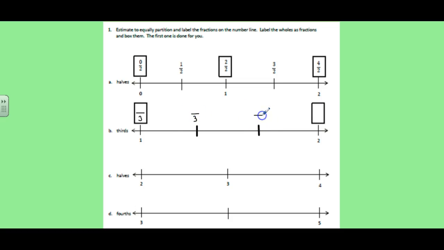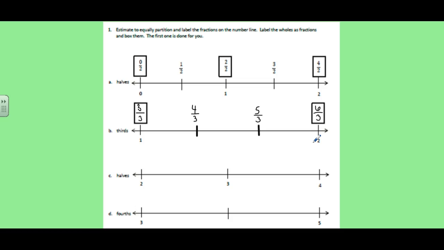So we've got to ask ourselves how many thirds are in one whole, and when we've talked about this before, we know that whenever we have one whole, the numerator and the denominator are the same number. So I know that 3 thirds is going to give me 1 whole, and then the next one is going to be 4 thirds, and we're going to go to 5 thirds, and then we've got 6 thirds because 6 thirds is actually equal to 2 wholes.